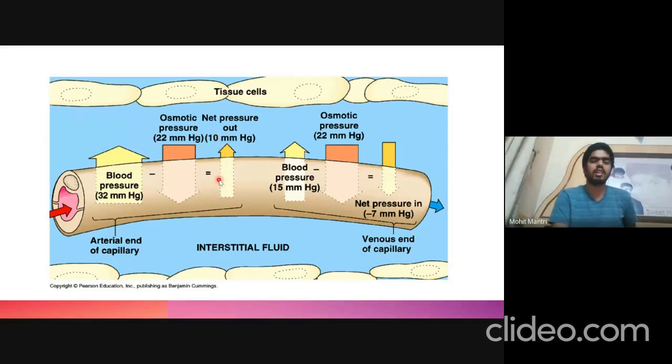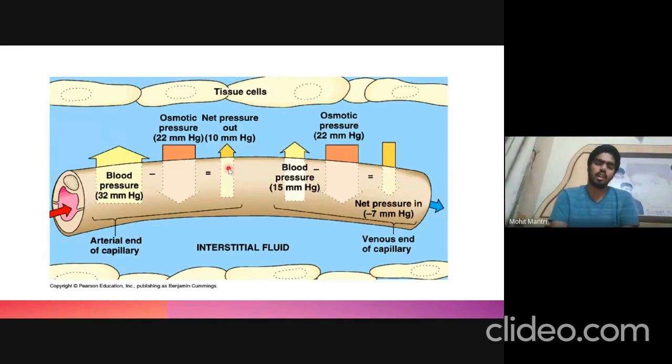So initially the fluid is moving outward because of the net 10 mmHg pressure towards the outside of the capillaries. But at the venous end, the blood pressure is significantly decreased. As I said, the blood pressure at the arterial end of the capillary is 22, and it is around 10 or 15 at the venous end. So blood pressure is low, but the osmotic pressure is still the same, so the net pressure will tend to move fluid inside the capillary.